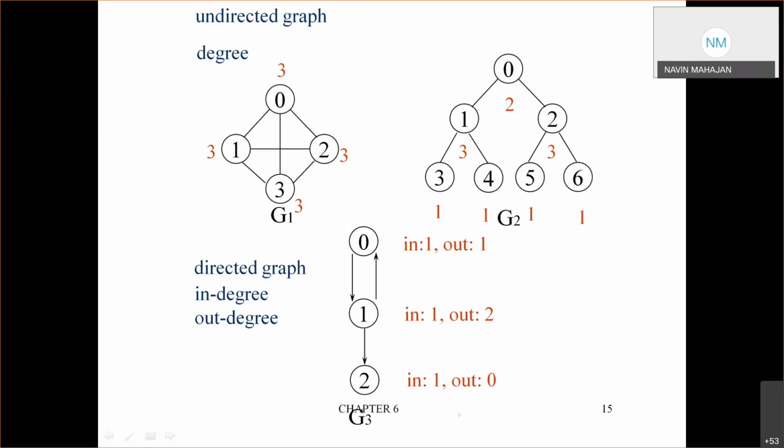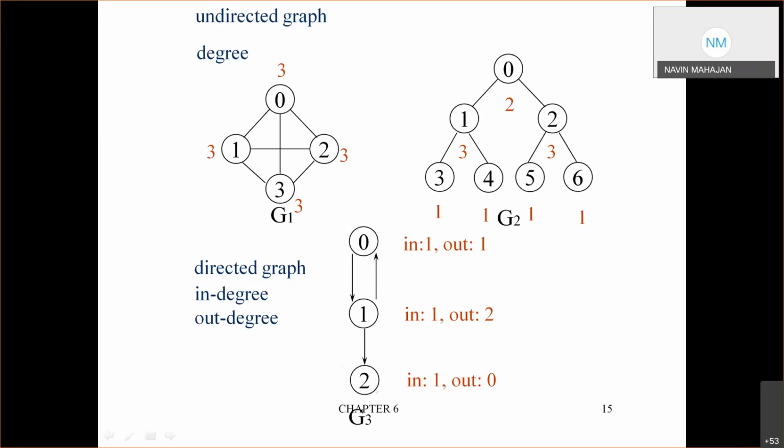What about if it is directed? If it is a directed graph, then we will have in degree and out degree. So for vertex 0, one edge is coming in and one edge is going out. That is, there is a head of an edge at 0, one head, and we have one more edge which is the tail. So in degree is 1, out degree is 1.